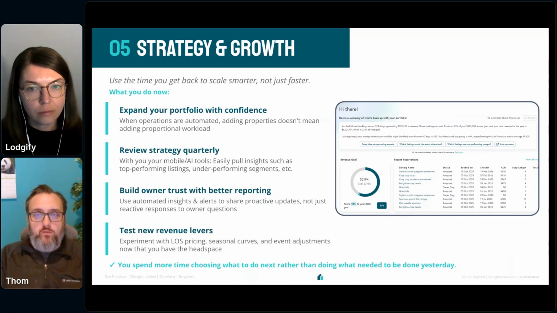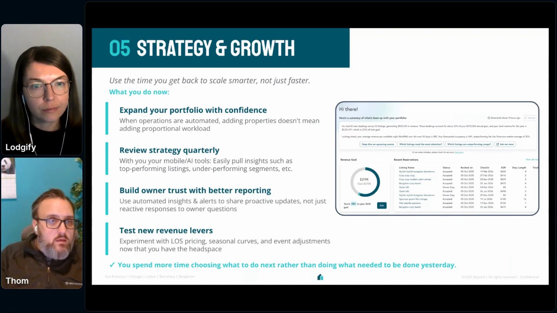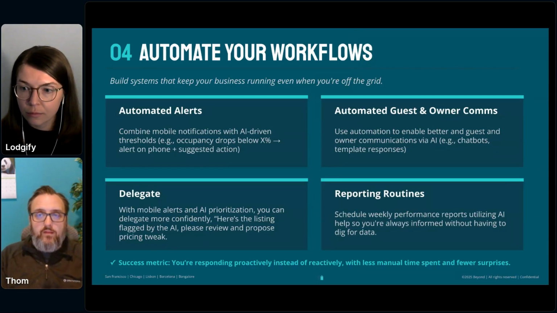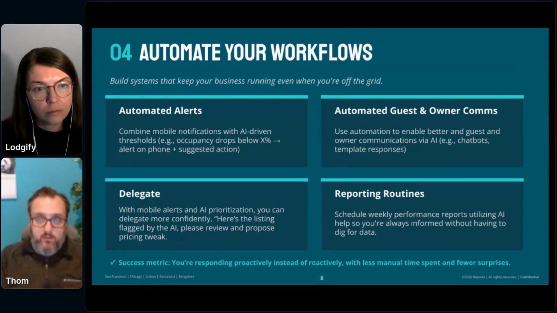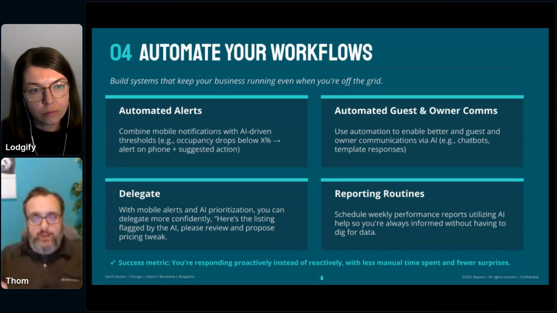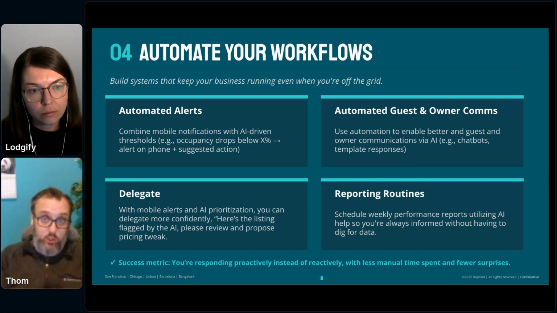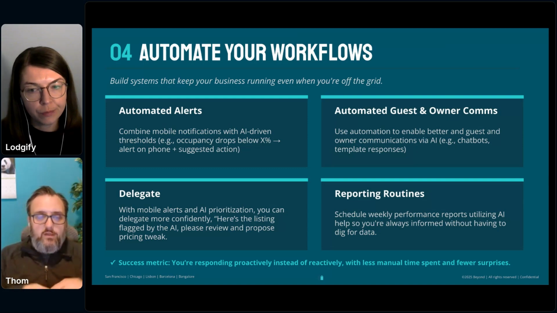And now we're moving on to phase 4. This is where you start building a system that keeps running even when you're not. Automation isn't about replacing your judgment. It's about making sure that the routine stuff actually happens reliably, so that your judgment is reserved for things that actually need you. Automated alerts are going to be the crux of this.